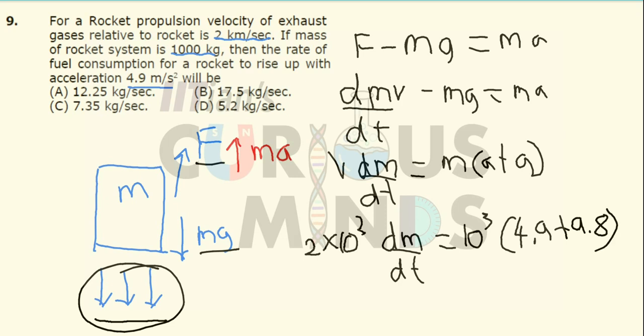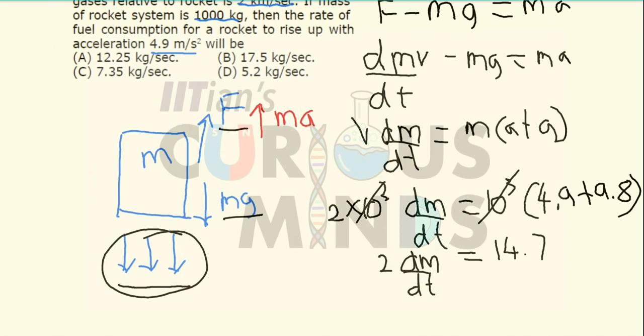So it will be equal to 10^3, and 10^3 will get cancelled out. 4.9 plus 9.8 will be equal to 14.7. So 2 times dm/dt is equal to 14.7. So dm/dt, or the rate at which the exhaust is removed, will be equal to 7.35, which is 7.35 kg per second, which is option number C.